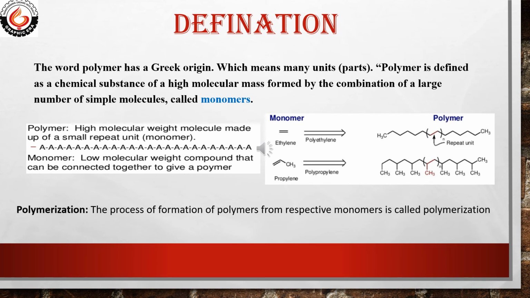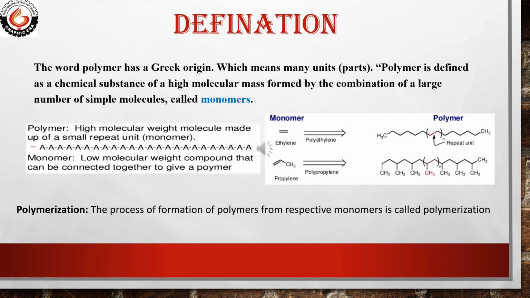Like here, if A is a monomer, then A, A, A and so on is a polymeric chain. And monomer is the small unit. Clear? So here you can see the different examples of monomers and respective polymers. Ethylene is a small monomeric unit which has a double bond, and when many units of ethylene attach together it will give a polymer which is known as polyethylene.